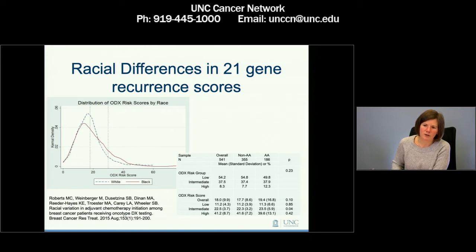We did some work a few years ago here in the Carolina Breast Cancer Study to look at women who had already been Oncotype tested, and we found a slight suggestion in the red line here that Black women compared to whites were perhaps more likely to go into the high range of Oncotype score, suggesting a higher risk for recurrence and a greater need for chemotherapy, but these data were on a small number of women.